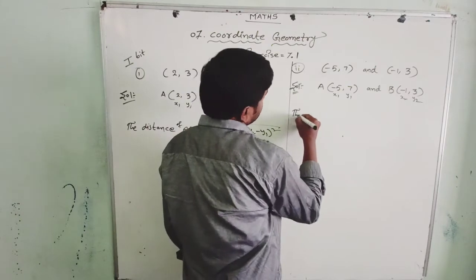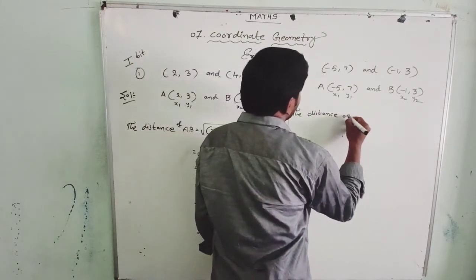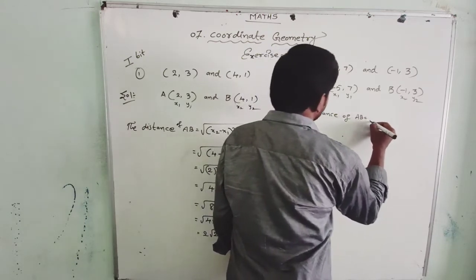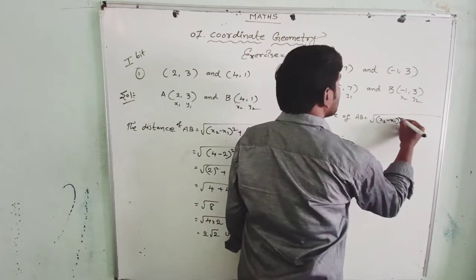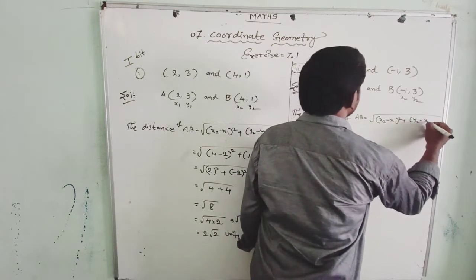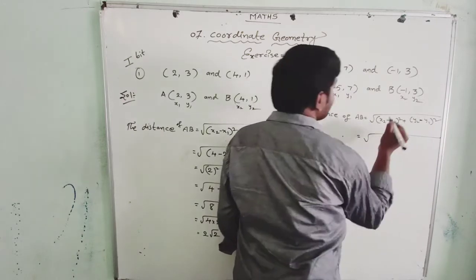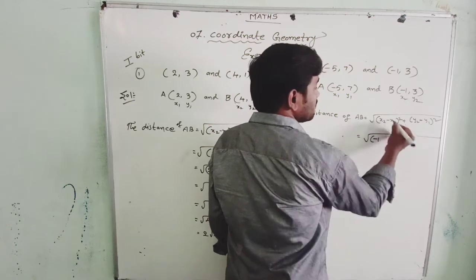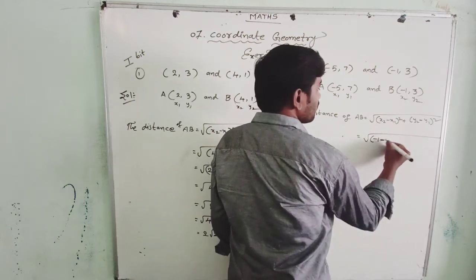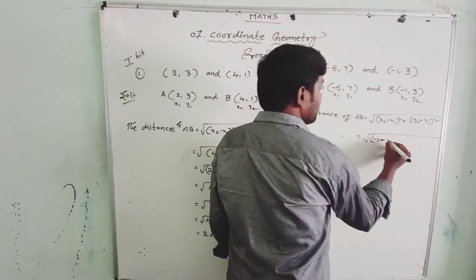So the distance of this AB line segment, we have the formula: x2 minus x1 whole square plus y2 minus y1 whole square. So here the x2 value is minus 1. Carefully we have to substitute the values. Here minus, put the minus first, and the x1 value is minus 5.